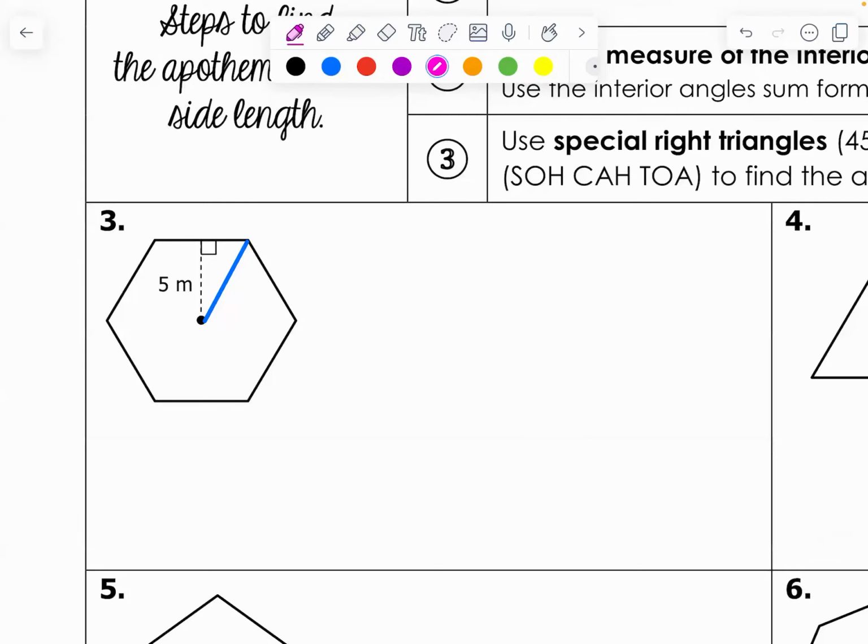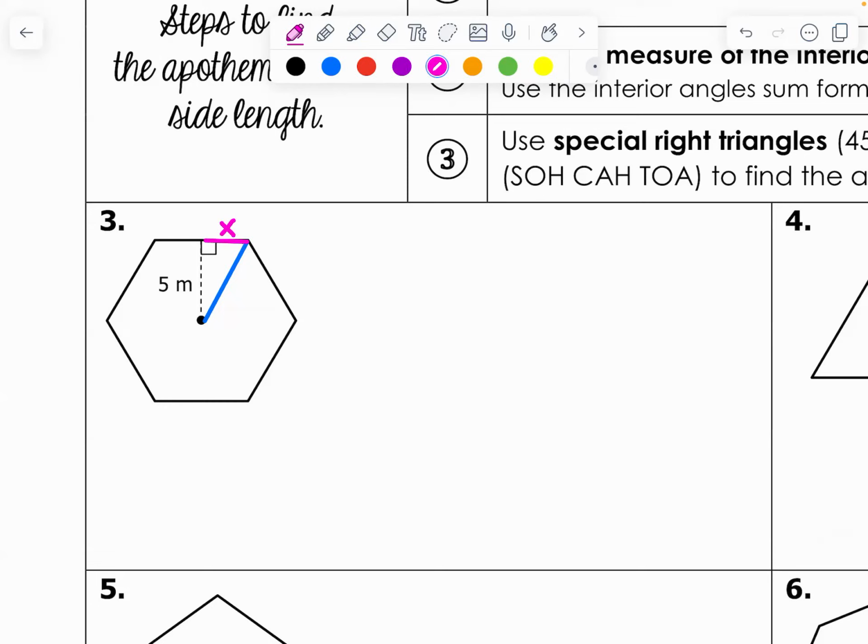Okay, it creates a triangle with a hypotenuse. If I can find this pink side right here of this triangle, I will have half of one side, and then I can figure out the perimeter. Now, in order to do that, I need to know something about the angles.